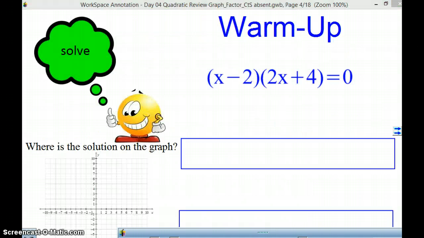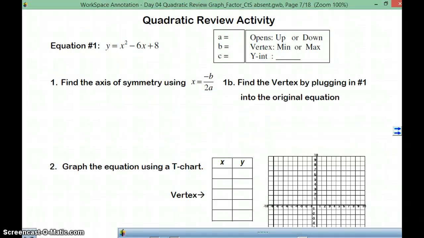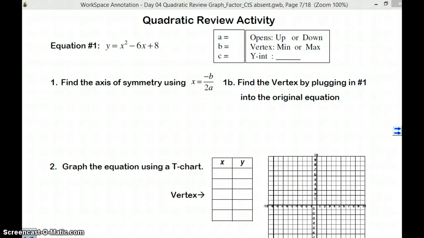So here's the number talk. Let's move on. Here we go. Today we're doing a quadratic review activity. We're going to start up here. Let's see if we can get this to work.